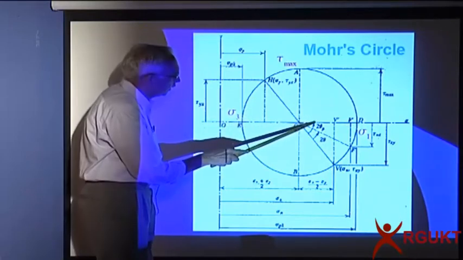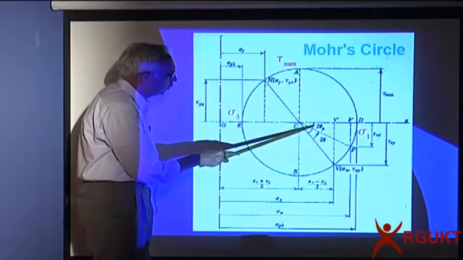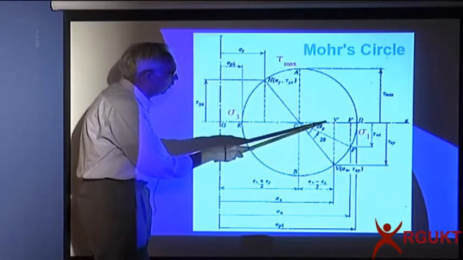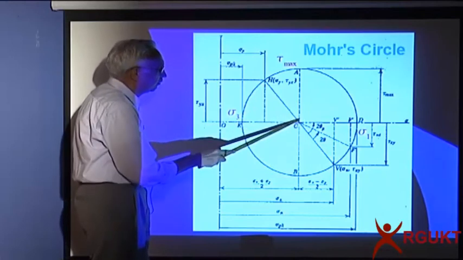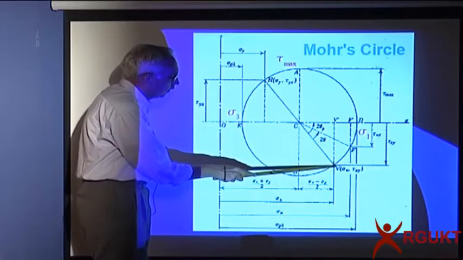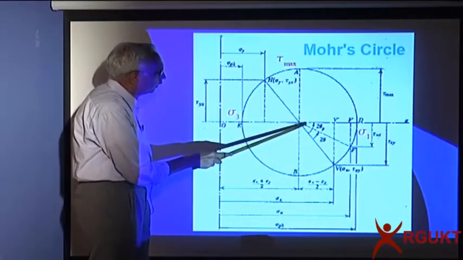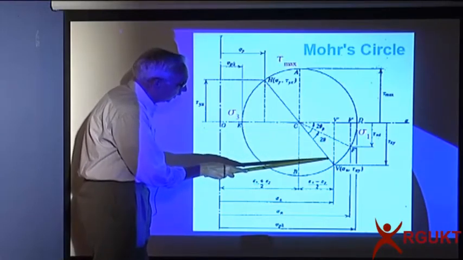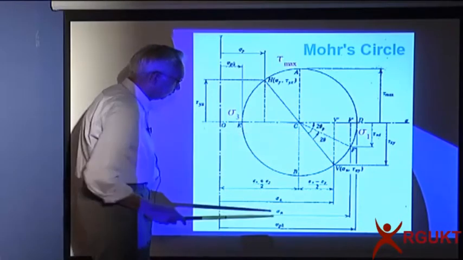And what is the angle? This is twice the angle through which we rotate. So 2 theta p is given by tau xy by what is this distance? This is half of sigma z minus sigma y, that is, (sigma z minus sigma y) by 2. So I get this as tan 2 theta p is tau yz by (sigma z minus sigma y) by 2. So I can see that if I rotate this plane through half an angle, I get the principal stresses.